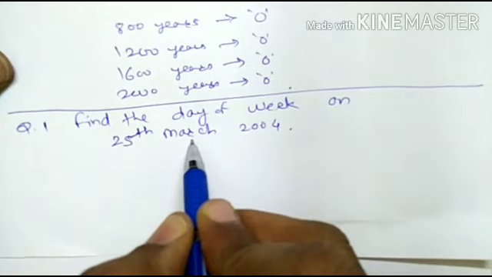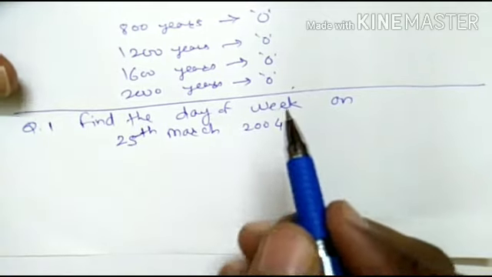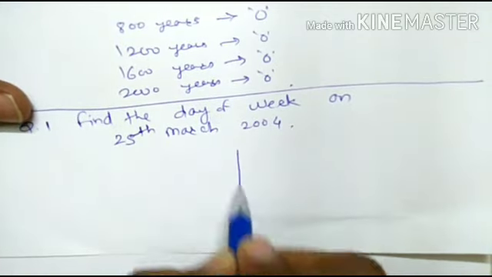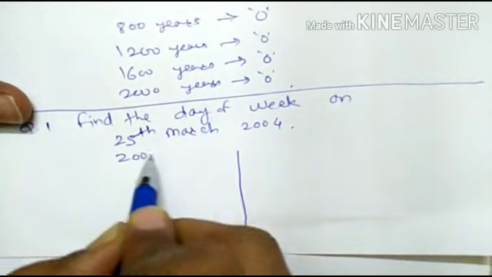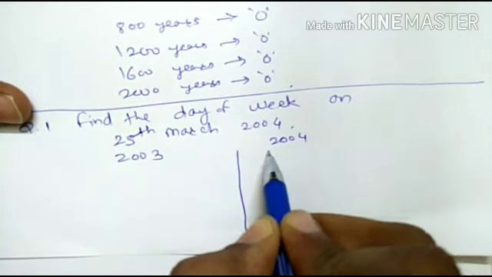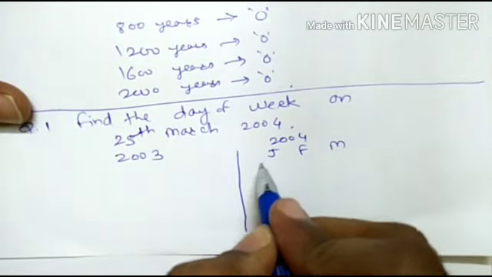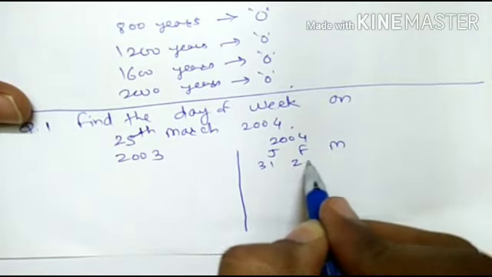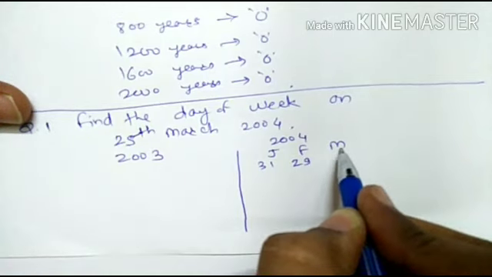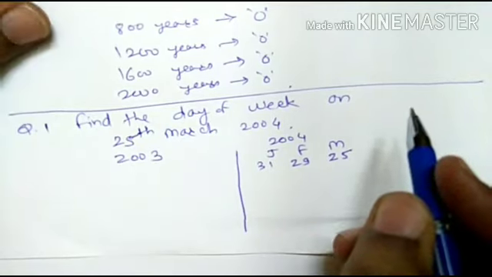2004 March. The first step is to find how many years are completed. 2003 years are completed, and after that 2004 starts, and in this 2004 there are January, February, March. January has 31 days, February has 29 days, and it is a leap year, and March has 25 days.